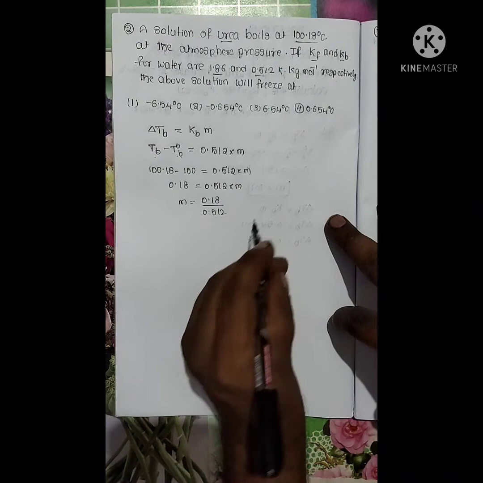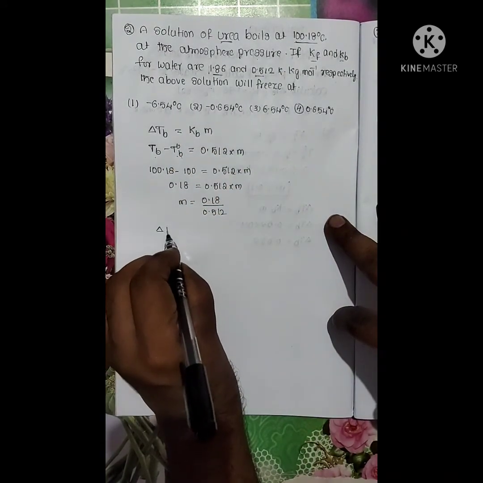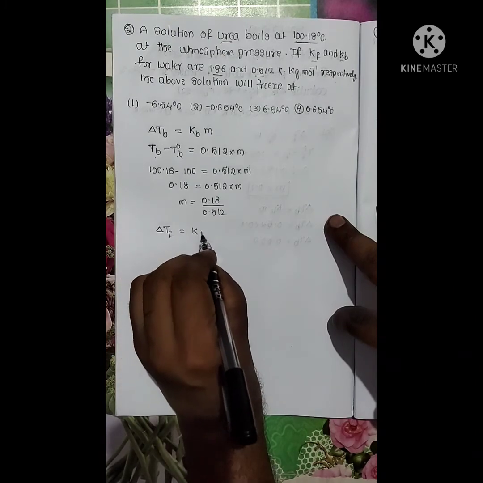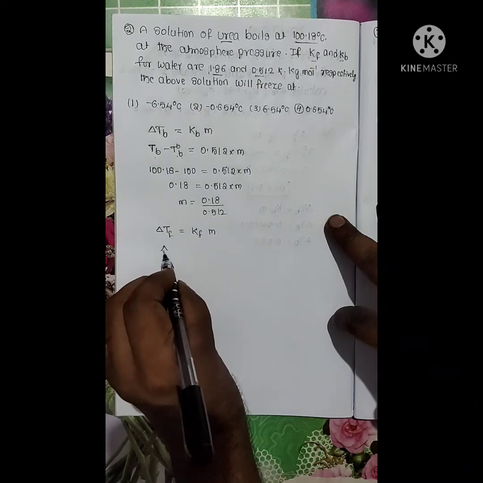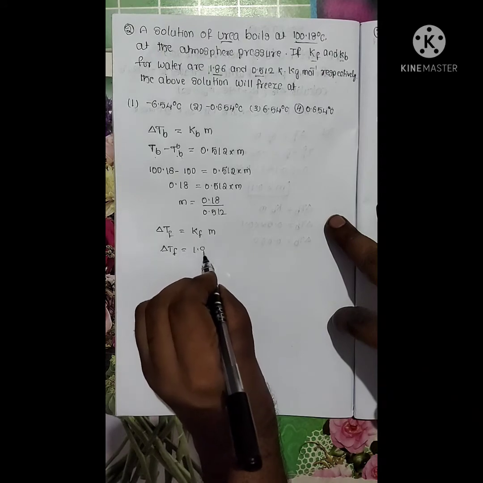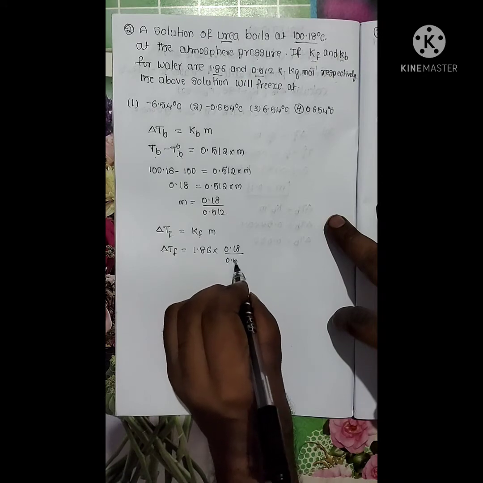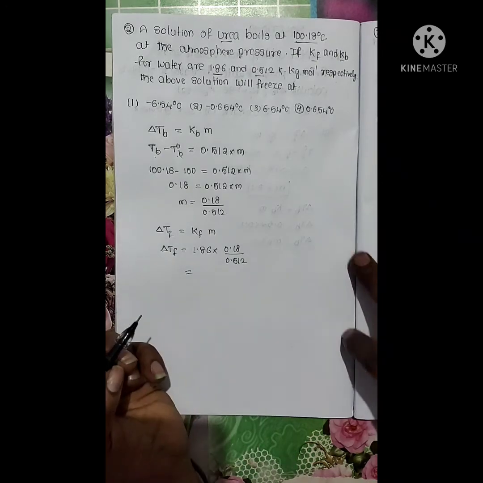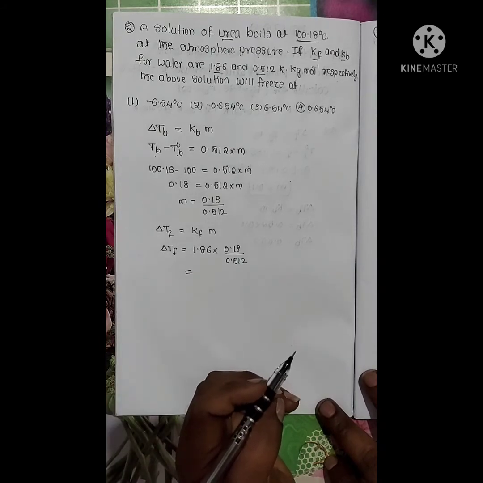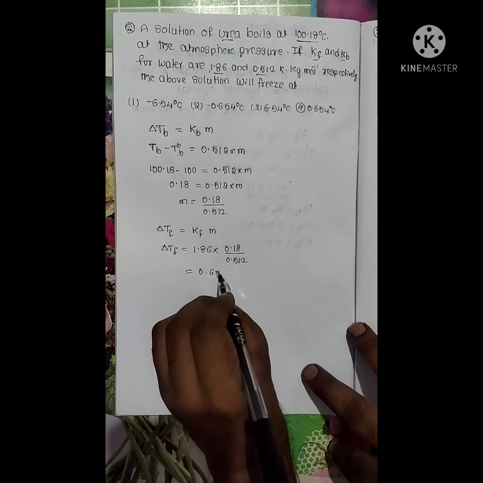After that, the freezing point of the above solution. That is delta TF equal to Kf into molality. Delta TF equals Kf value 1.86 into molality 0.18 by 0.512. Let's simplify. Its value will be 0.654.